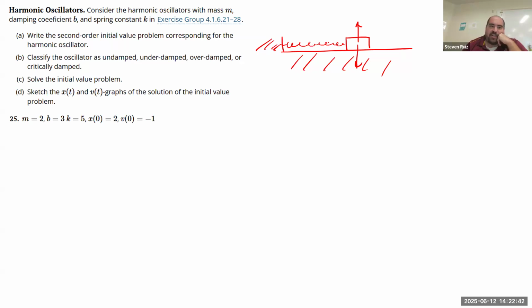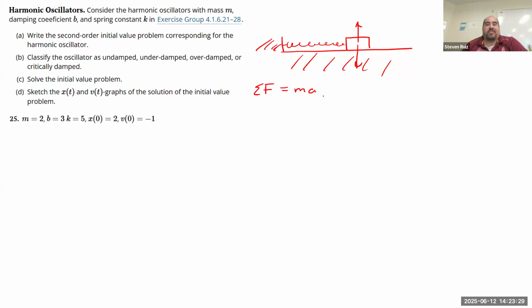So we're going to have a force that's acting from the spring, and we're going to have a force that's acting from the damping coefficient. Those two forces added together are going to give me a net force, and that's going to dictate how this block accelerates. So we know from Newton's second law that the sum of all forces equals mass times acceleration.